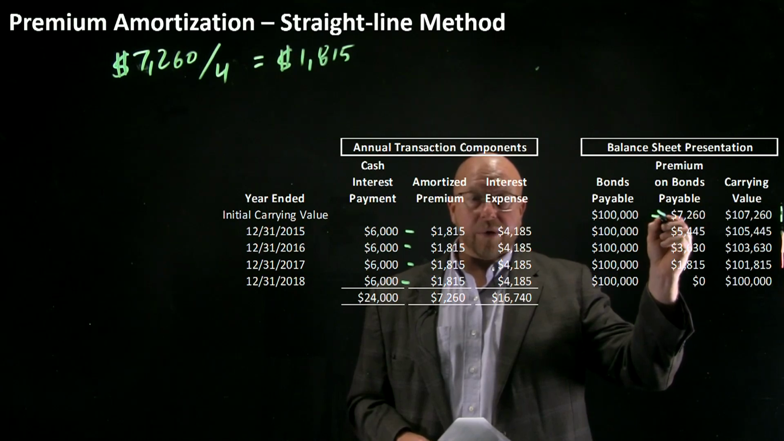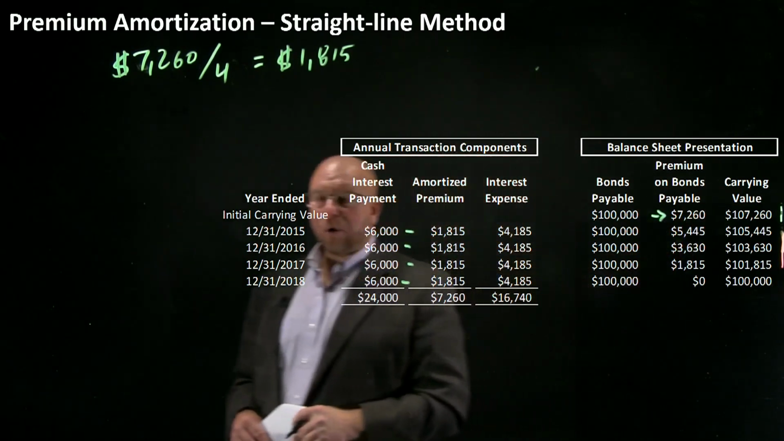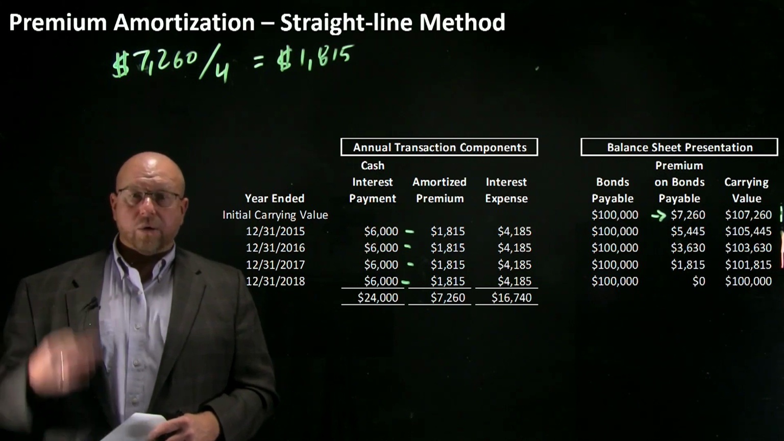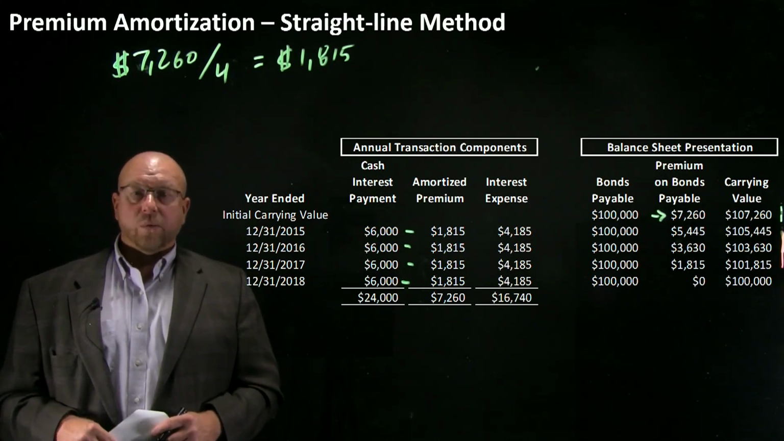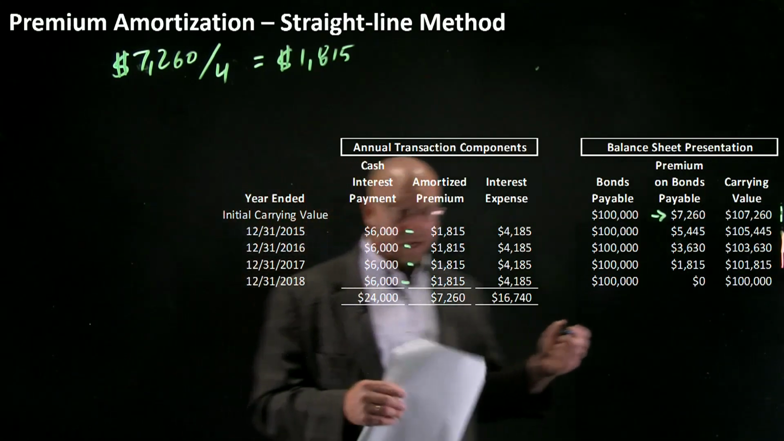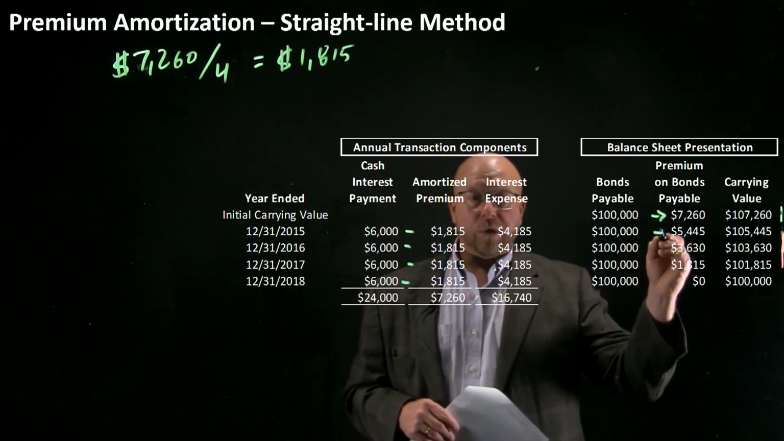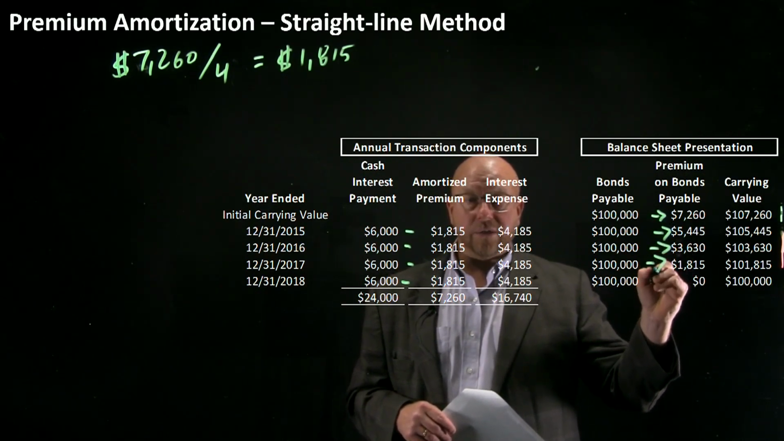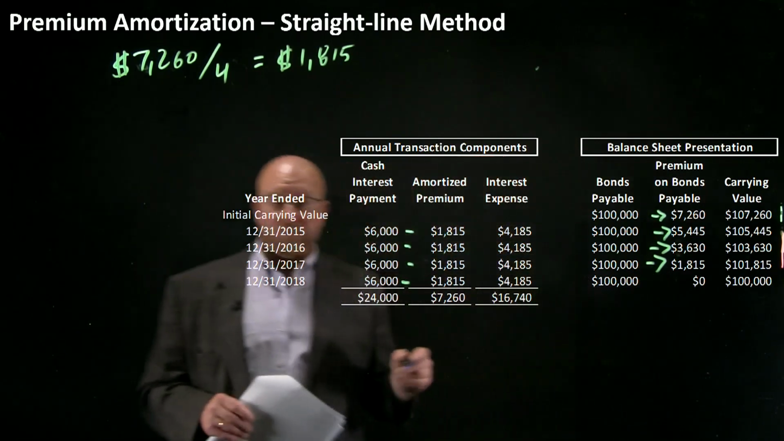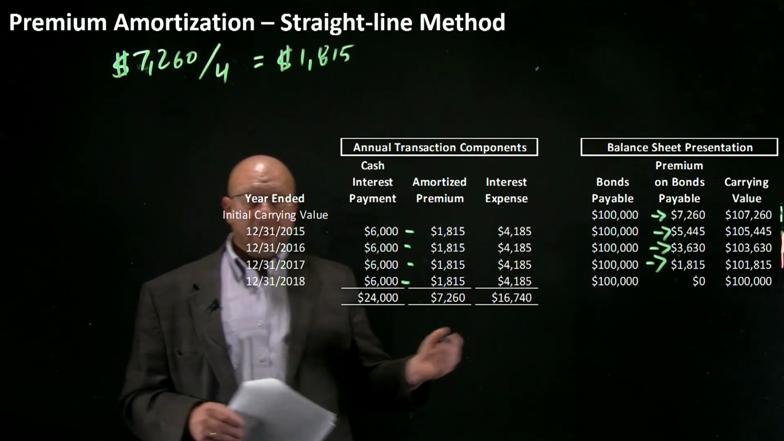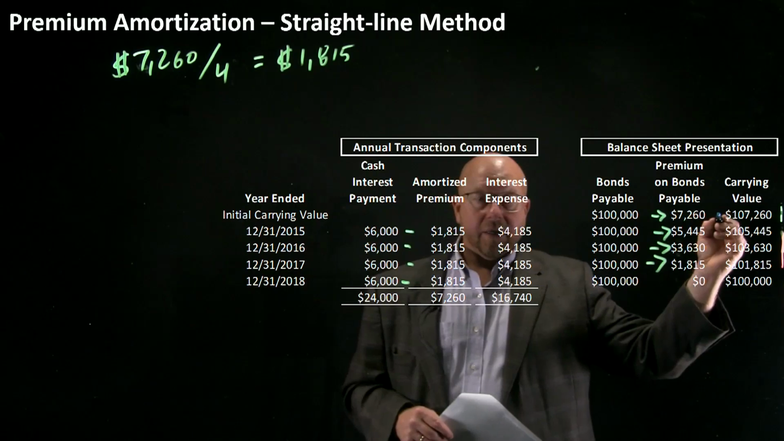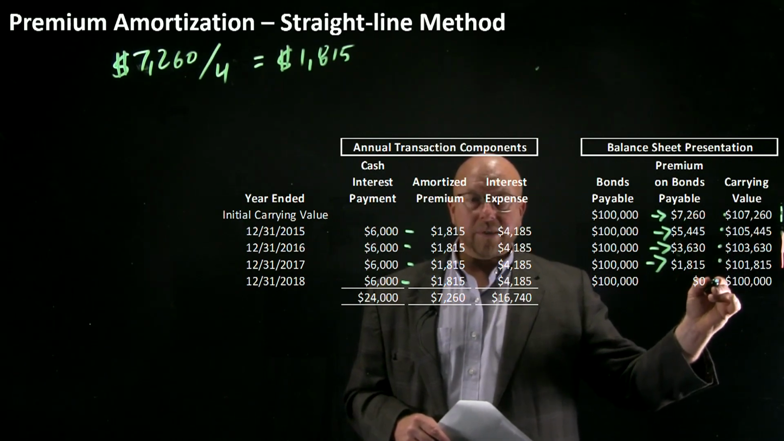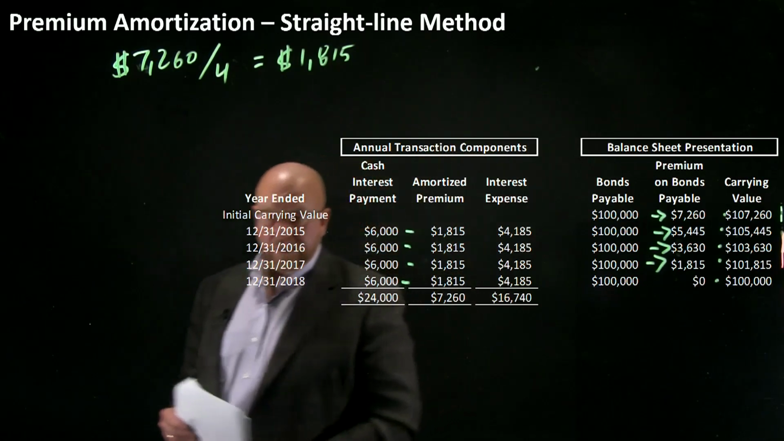Initially, if you go back and rewind the video and you see how we recorded the issuance of a bond at a premium, we credited an account called premium on bonds payable. What we're going to do over this time period is reduce that account, but at a rate of $1,815 for each particular period. And what's going to happen is, as we do that, the carrying value here is going to decrease. And as I promised, the carrying value drops to $100,000.